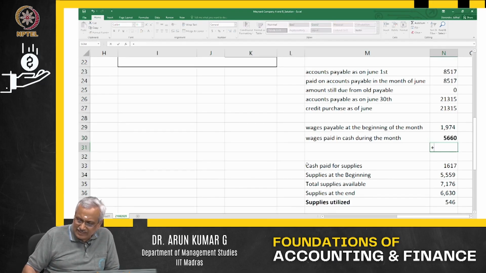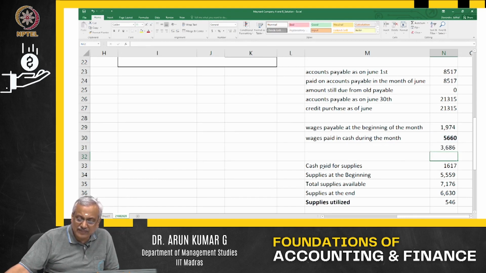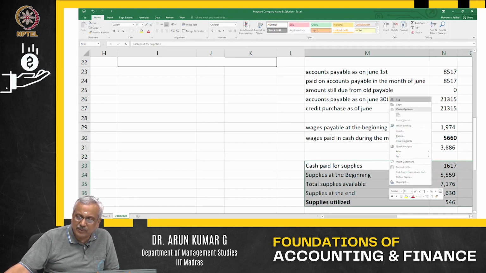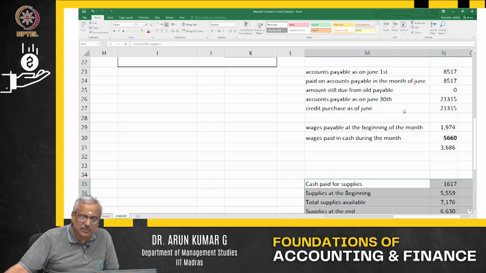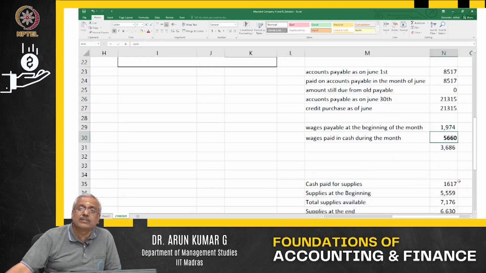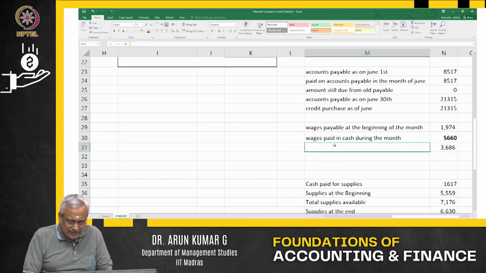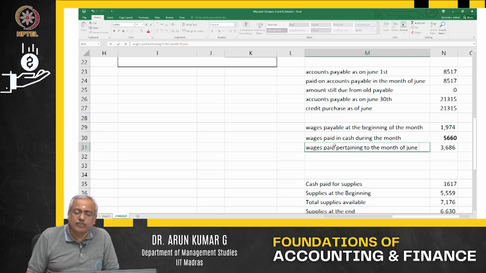Out of the 5660 that you have paid, 1974 pertains to the wages that were there at the beginning of the month. This is the total paid. Out of this paid, this is the old one. So, I reduce that. So, wages paid pertaining to the month of June is so much.